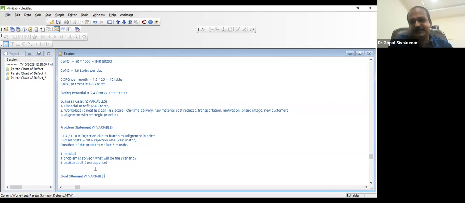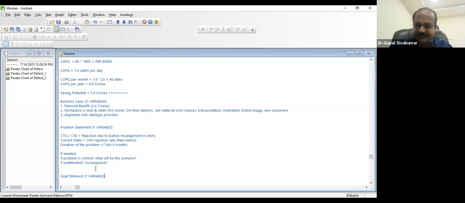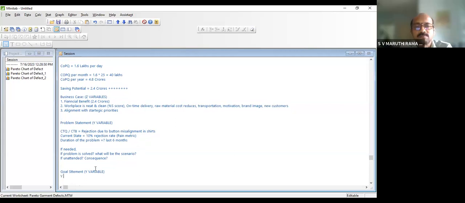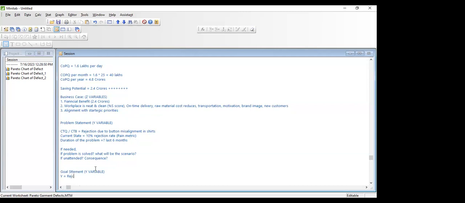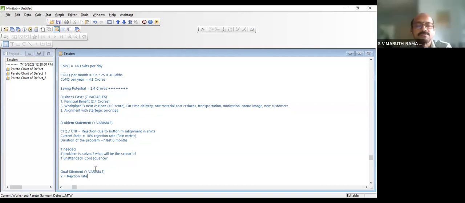Strategic goal is on Z. But project goal is for Y only. What is our Y right now? Reducing the defect, it's element of button misalignment. No. Rejection rate is your Y. Rejection rate, of course, rejection rate due to button misalignment, right? Correct. Rejection rate is your Y.